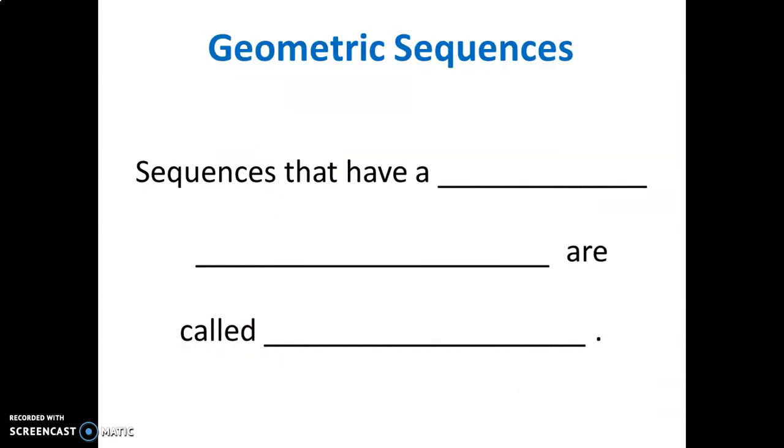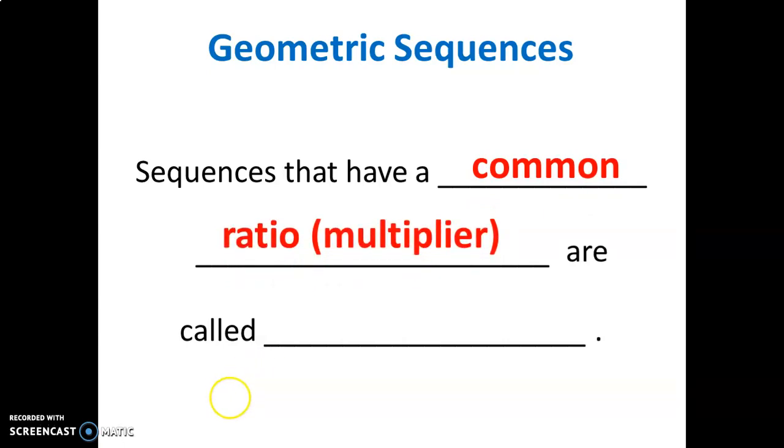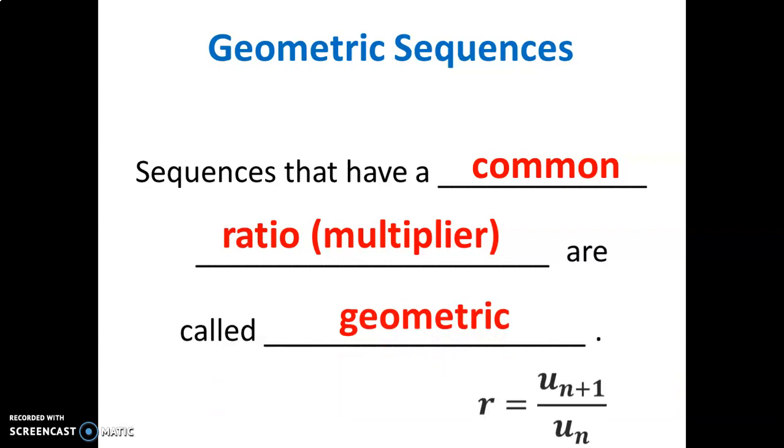Geometric sequences: sequences that have a common ratio or multiplier are called geometric. That summarizes what we've talked about. Next, to find the common ratio, again, you take the next term and divide it by the previous term. That's what this means: u_(n+1) is the term that follows u_n, because the n value has grown by 1. So, the next term divided by the previous.